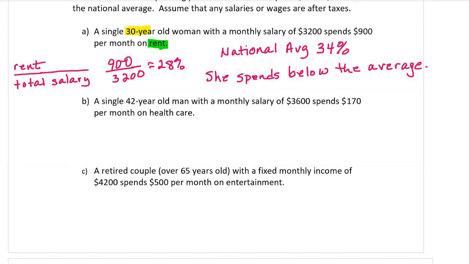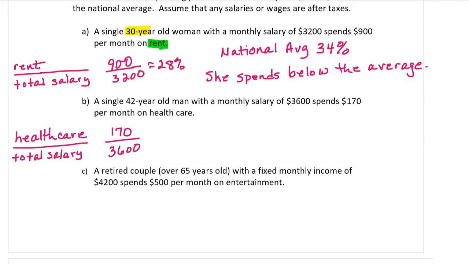Problem B. A single 42-year-old man with a monthly salary of $3,600 spends $170 per month on health care. Okay, this man spends $170 out of $3,600 of his paycheck on health care. So again, when you divide, then multiply by 100 to change their answer to a percentage. So this is approximately 4.7%. And I took this out to one decimal place because I'm in the single digits here.